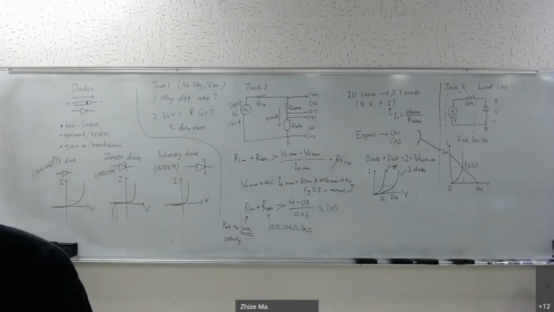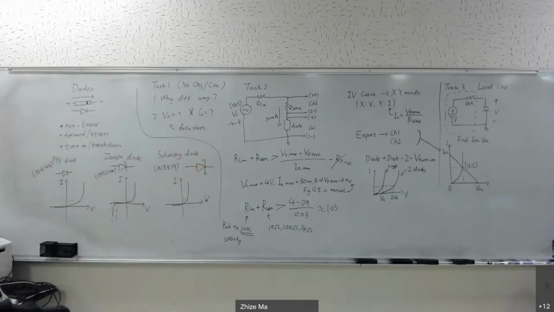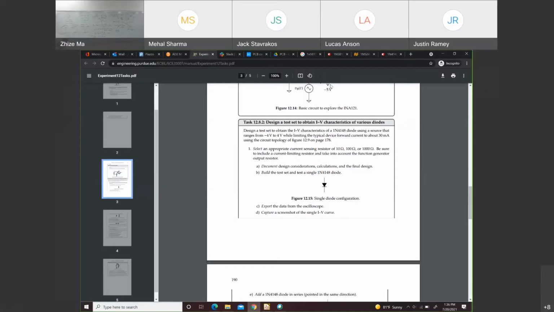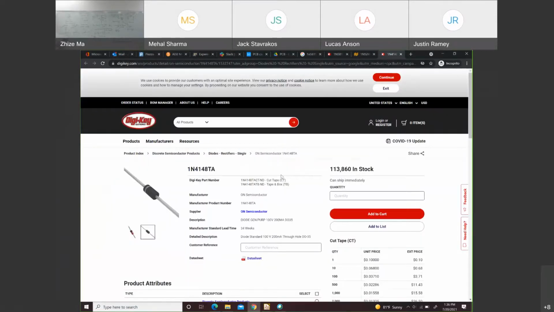Overall, I think today's lab is not too hard. And before I end, I want to show you what the delta looks like. Let me share my screen. So this is, I think, the PN delta, 1N4148. Your PN delta looks something like this.